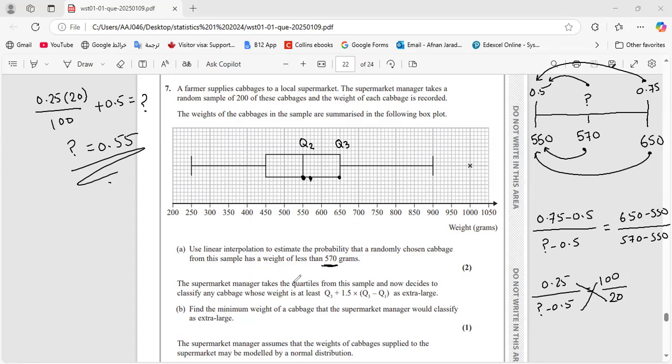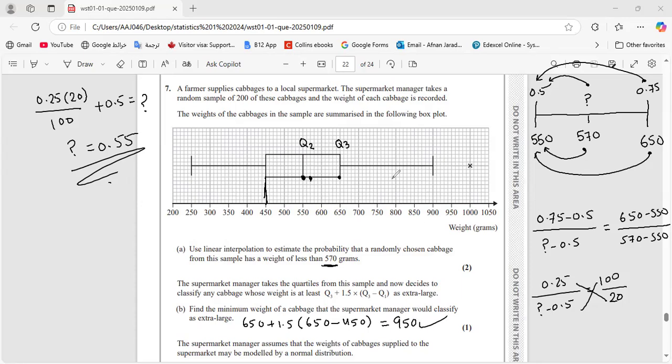Find the minimum weight. This one is very easy. Third quartile, which is 650, plus 1.5 multiplied by 650 minus the first quartile, which is 450, equals the answer of B, 950. So this is the answer, 950.